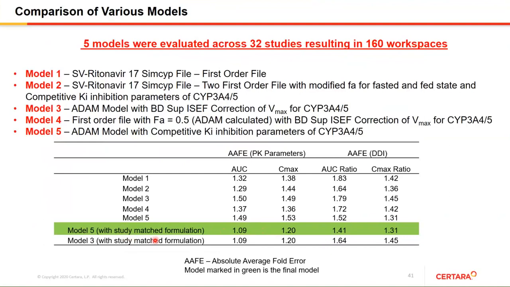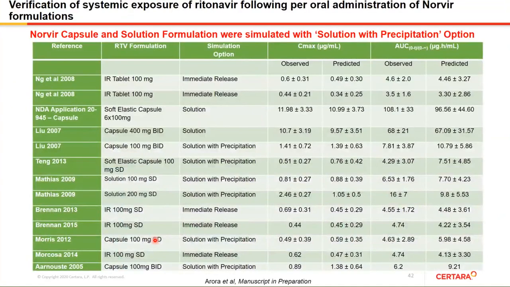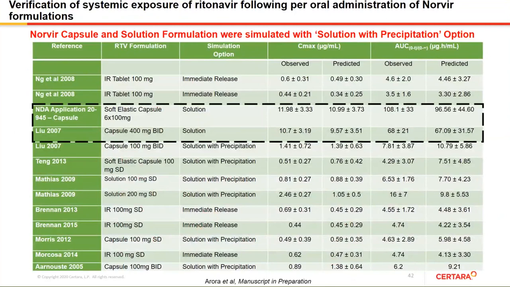This is just to show you a table. This will be published in an accompanying manuscript. And you can see that with capsule and with solution, we have used solution with precipitation option, but for a tablet, we have used immediate release. I'm going to quickly point out these two studies, where the dose was administered. So for administration of 600 milligram of the dose, what they did is they administered 6 capsules of 100 milligram. And in this one they administered 4 capsules of 100 milligrams.